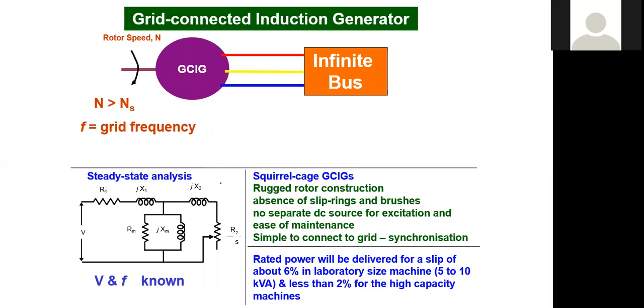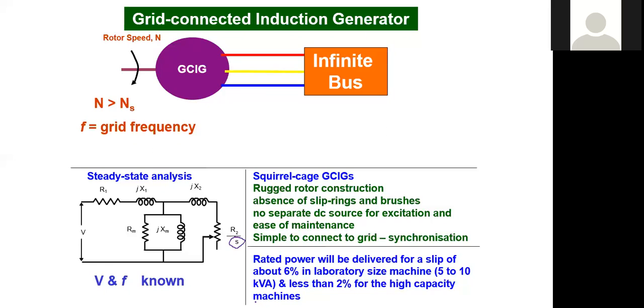For steady state analysis, this equivalent circuit itself is sufficient. Only thing is the slip of the machine is going to be negative. So again, here we are using the squirrel cage induction machine. The rotor is very rugged, as I already told you: absence of slip rings and brushes, no separate DC source for excitation, easy maintenance, simple to connect and grid synchronization.